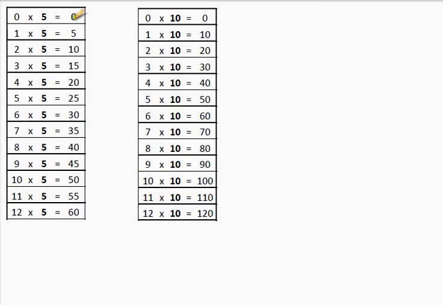5 times table. It always ends in a 0 and a 5, 0, 5, 0, 5. That is the ending number. 10 times table. It always ends in a 0.